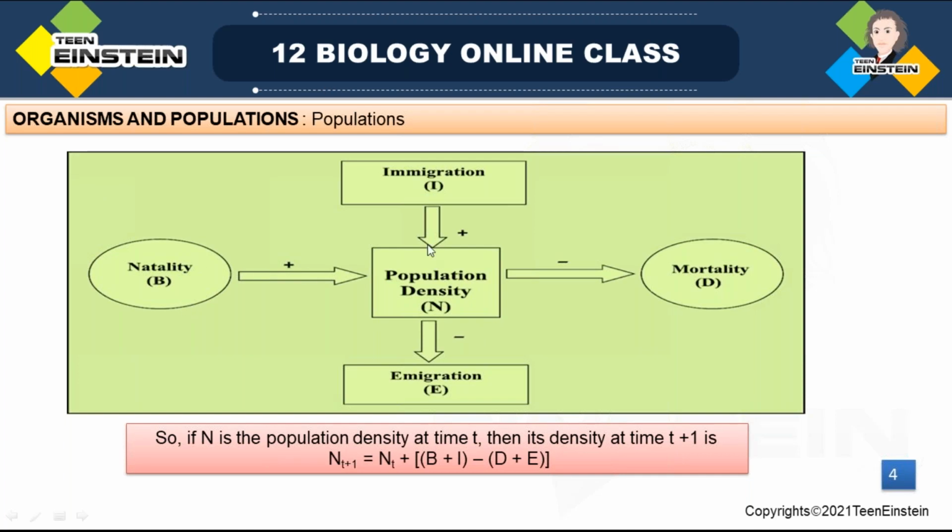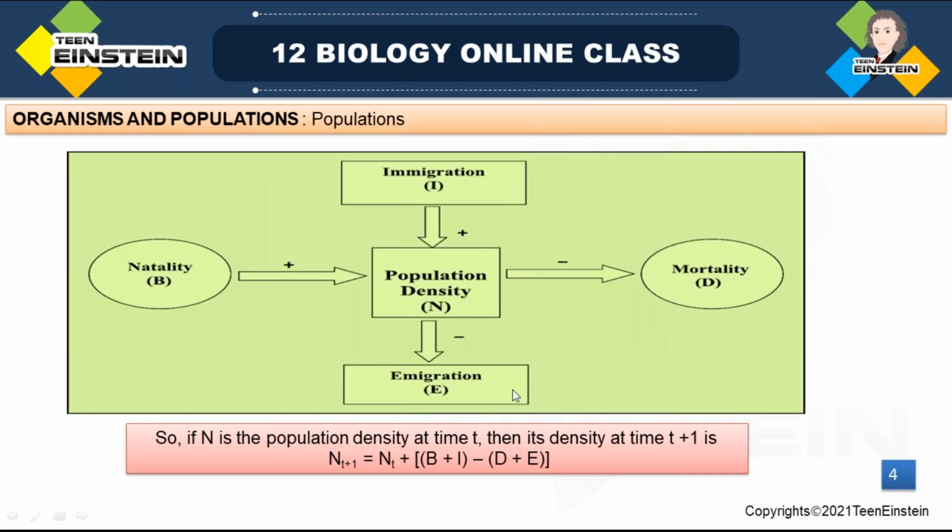When the number of births and immigration is more, population density will increase. Then population density will reduce if the death rate and emigration are high. If the death rate is high, population density will reduce, because if more people are dying, the total number of individuals in that particular population is getting reduced. So when we calculate population density, it will be less compared to the earlier period.